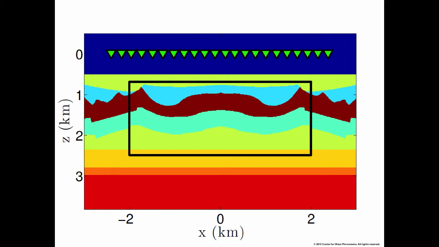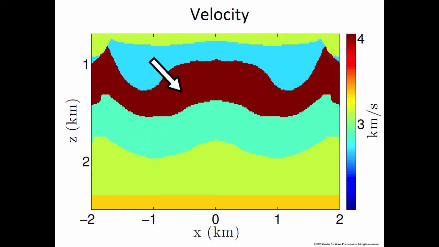We will focus our image on the area enclosed by the rectangle. Another nice perk of our methodology is that it allows us to do targeted imaging. This is the velocity, and this is the density. In both slides, the arrow indicates a layer characterized by high impedance, so its velocity and density are higher with respect to the layers surrounding it. This will be the major cause of the internal multiples that will be present in the data.